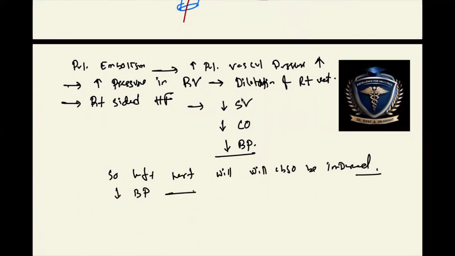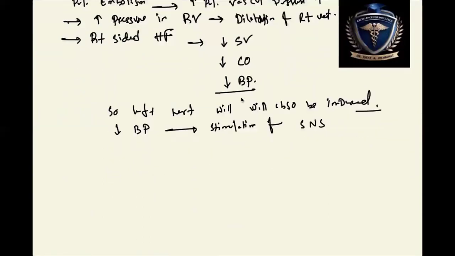So when the blood pressure is decreased, what about the sympathetic activity, increased or decreased? Stimulation of the sympathetic nervous system, so sympathetic activity is increased. When sympathetic activity is increased, there will be vasoconstriction.